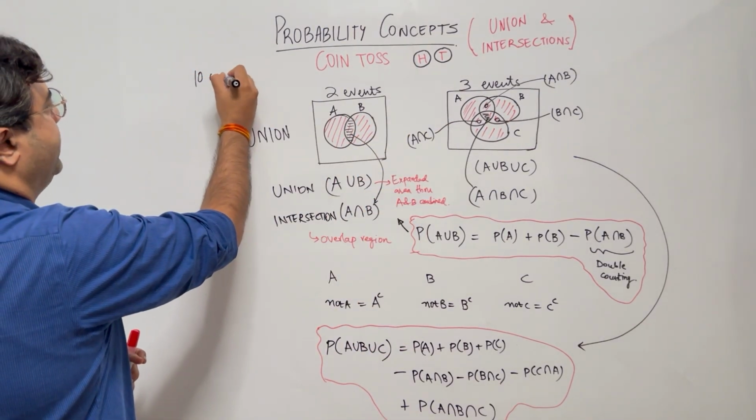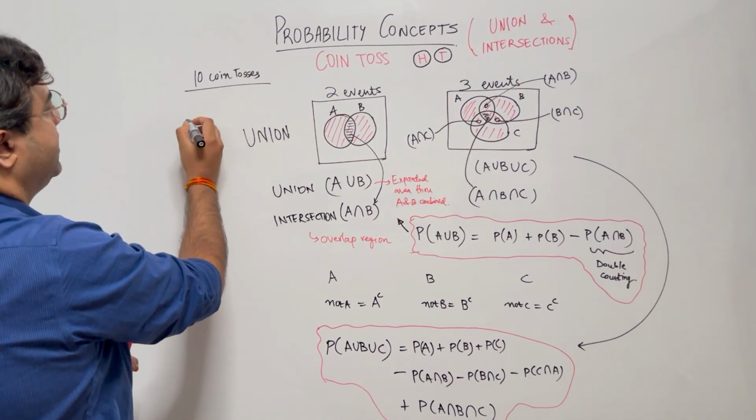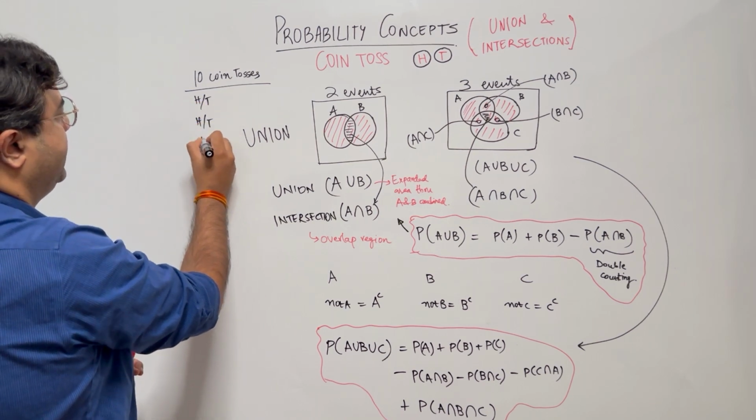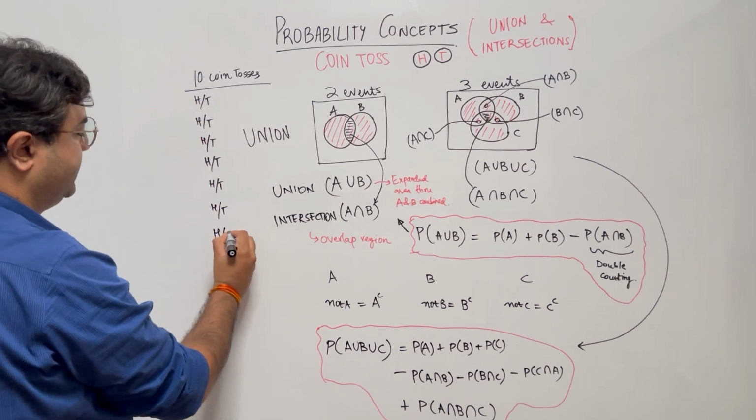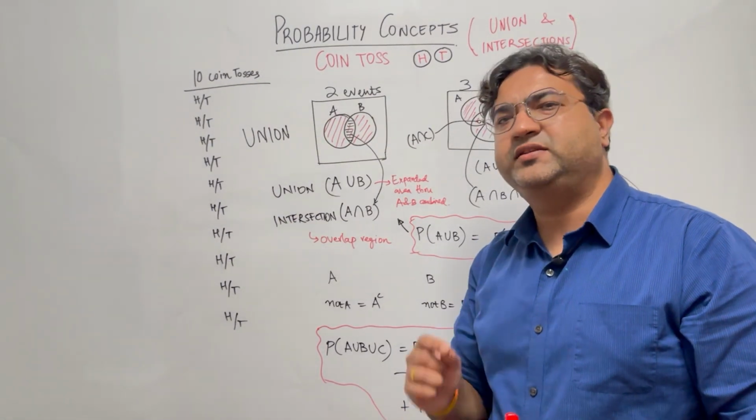10 coin tosses. So we have head and tail, head and tail, head and tail. What is the probability of getting at least one head?